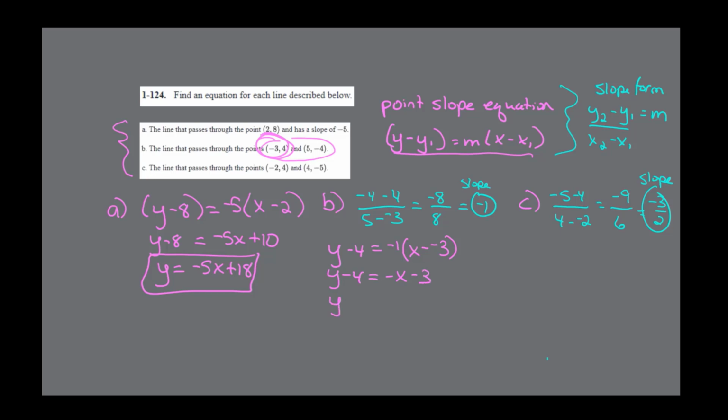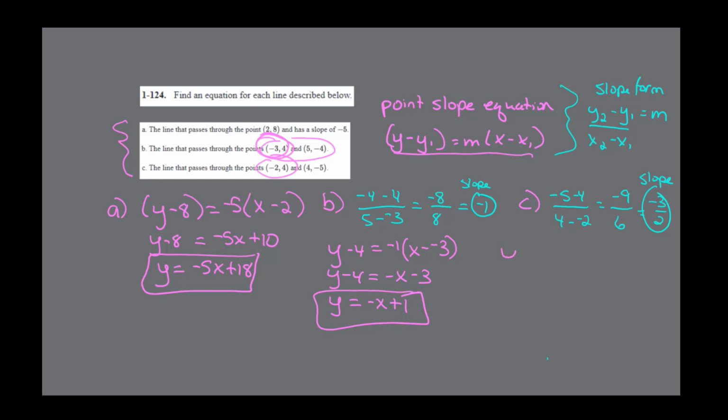Then I'm going to add 4, and it's going to be negative x plus 1. Okay, and that is part B. Now let's put the equation for negative 3 halves into part C. And again, I'm just going to go ahead and pick the first one because it's there.